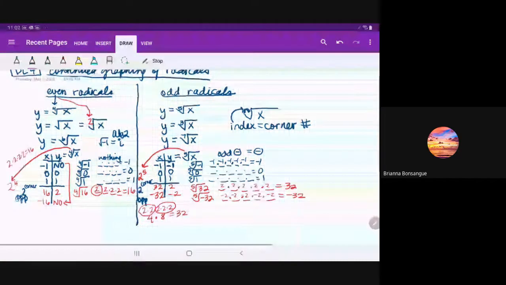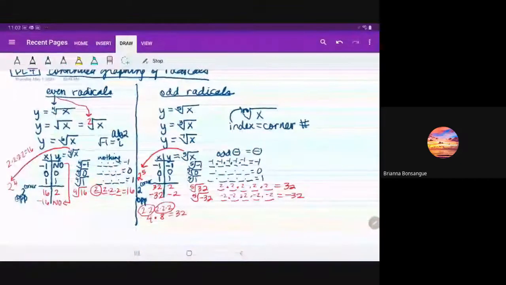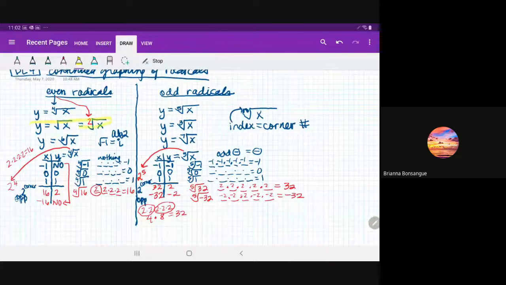And then yesterday's video specifically was cube root and square root, these two. So the yellow was yesterday's, and this one was yesterday's, and then the blue is today's. Okay, and the 7th root and the 6th root, they behave the same way. So you're going to do the same plan.